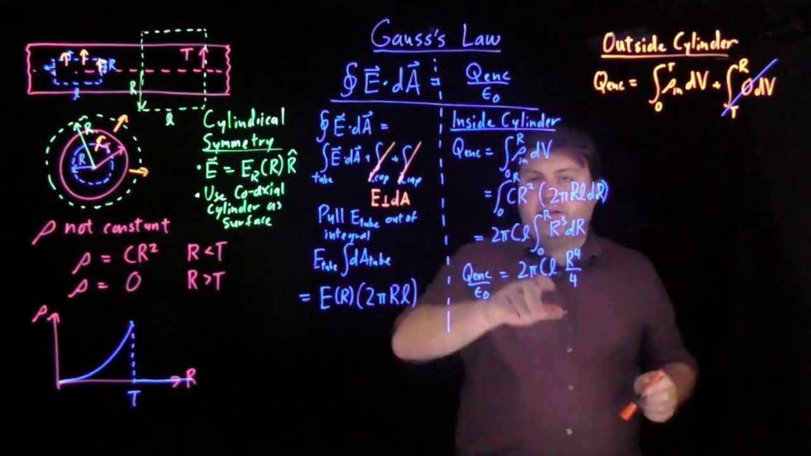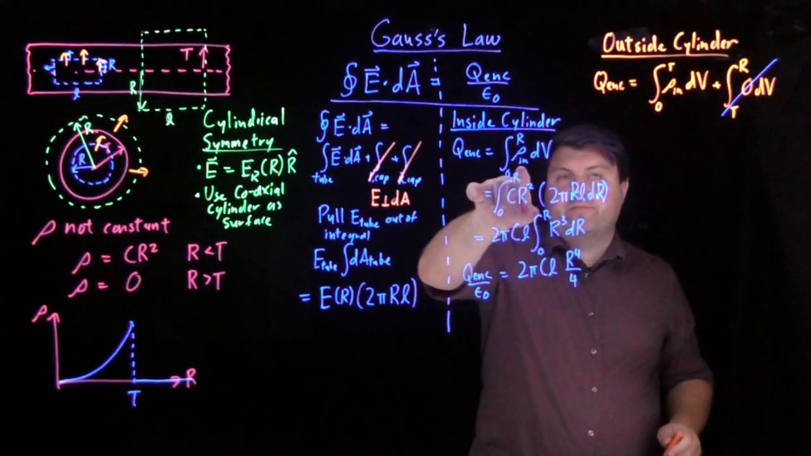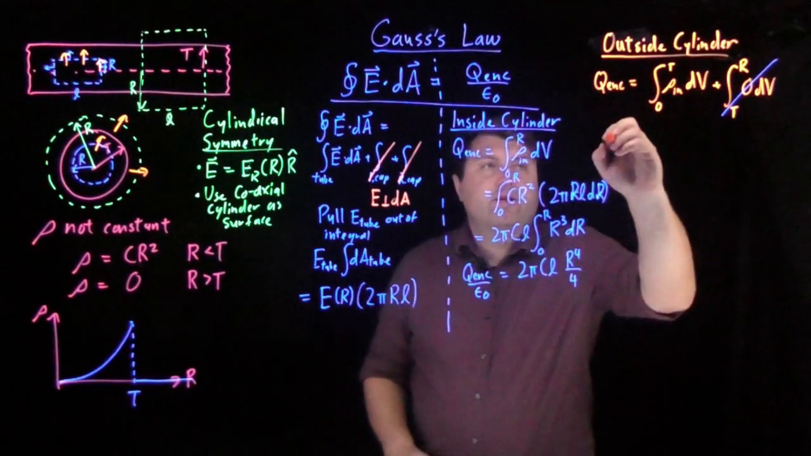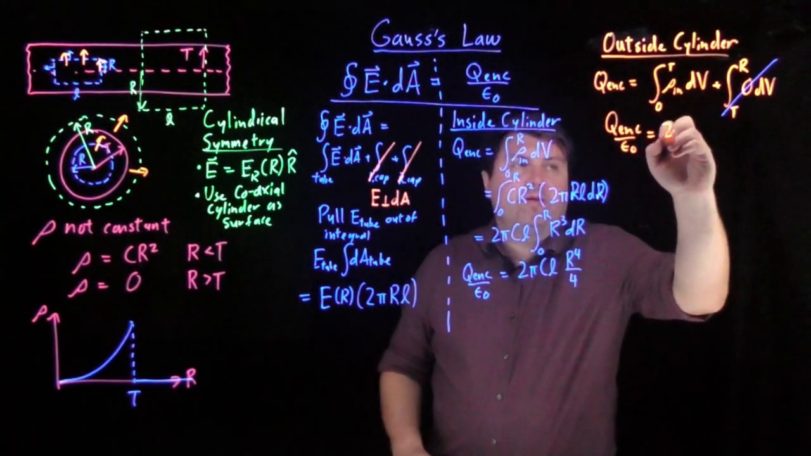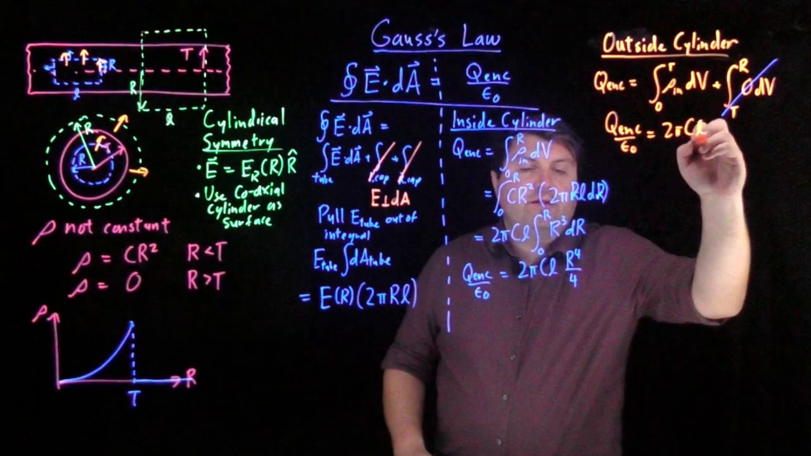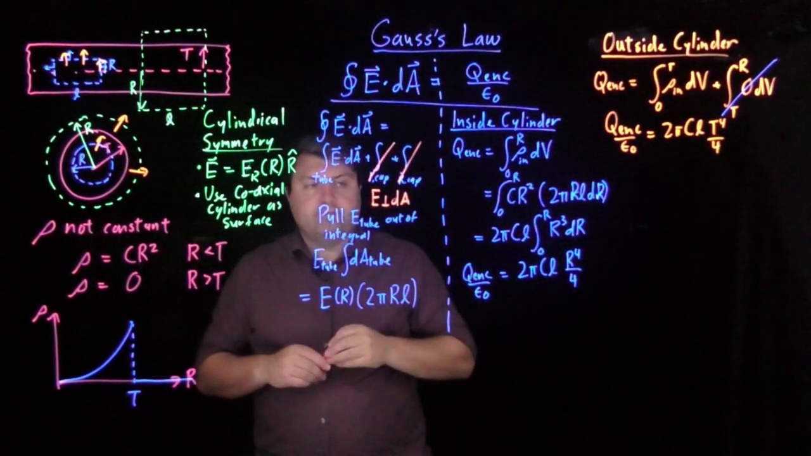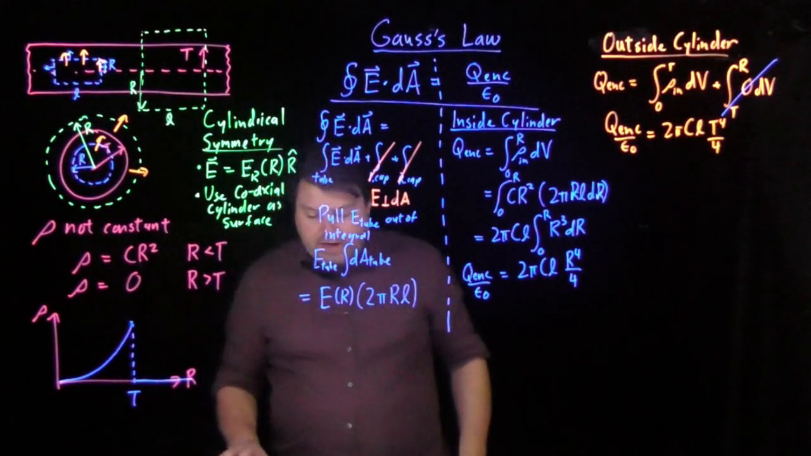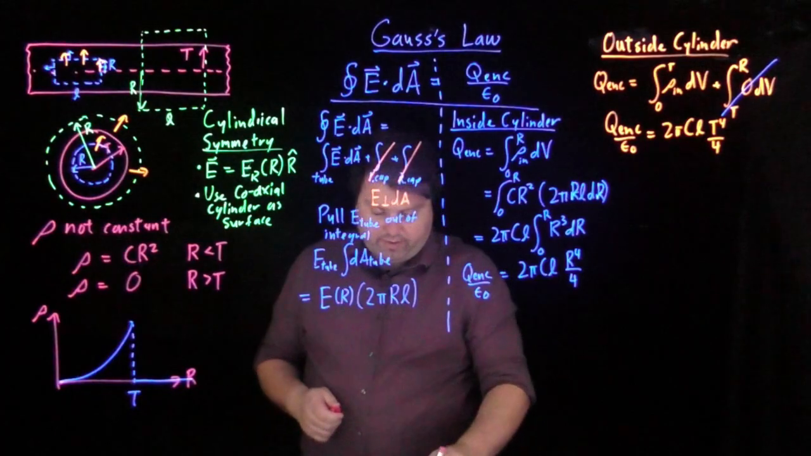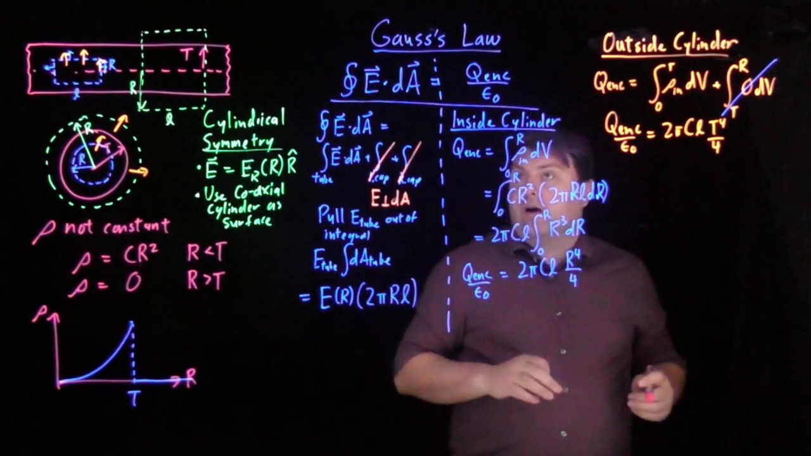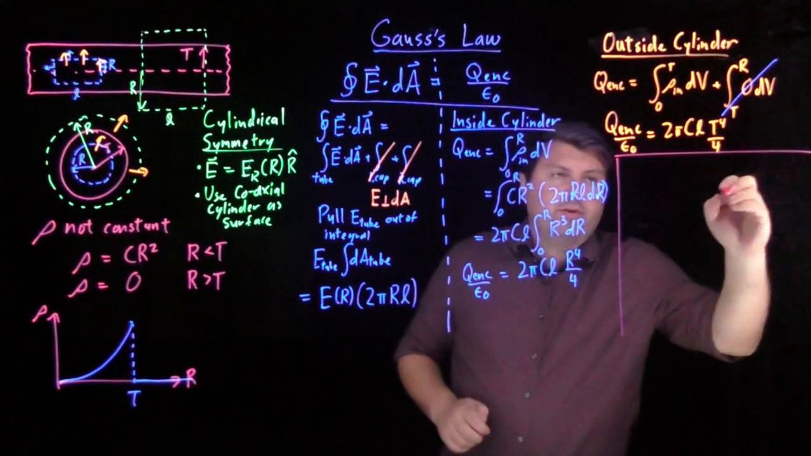So this is then the same integral as this one, except instead of from 0 to R, it's 0 to t. So our Q enclosed over epsilon naught is going to be 2 pi C L t to the fourth over 4. So now we have inside the cylinder, outside the cylinder, and we have our Gauss's law. So then we can look at what's going on in there.